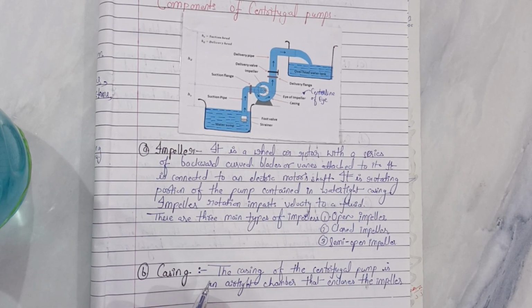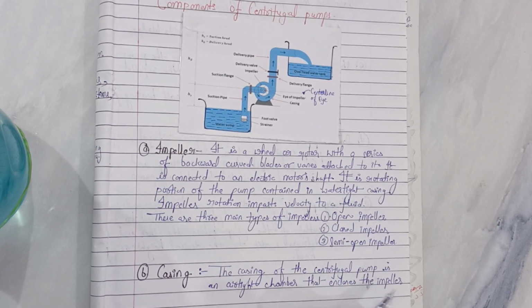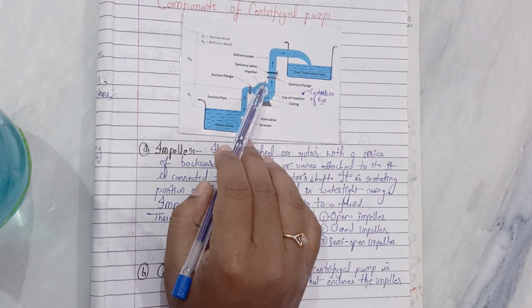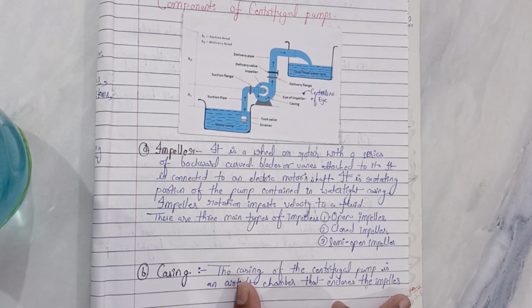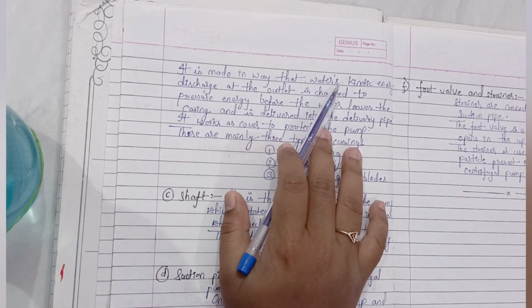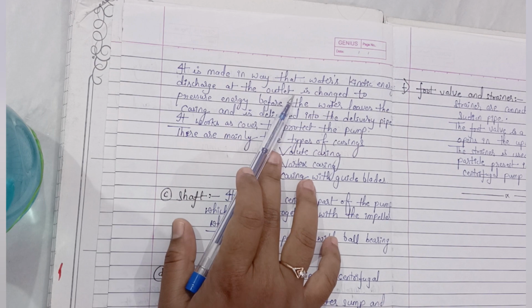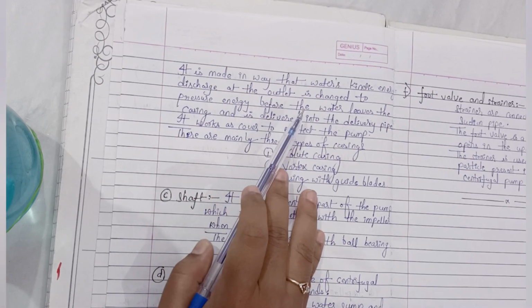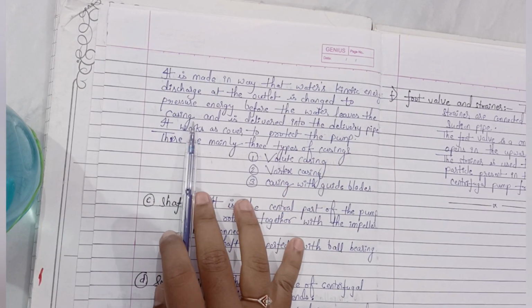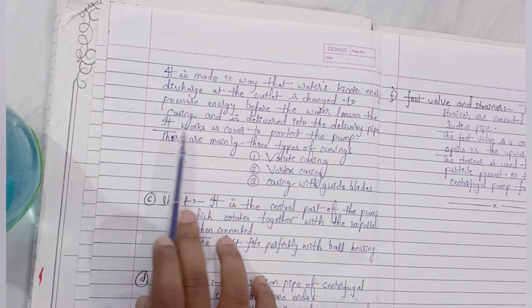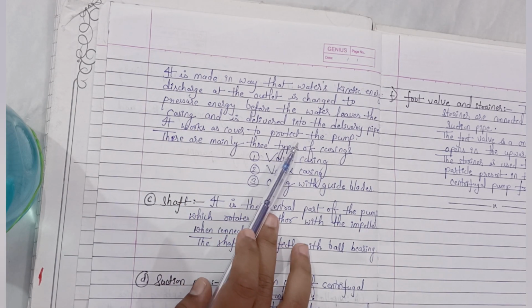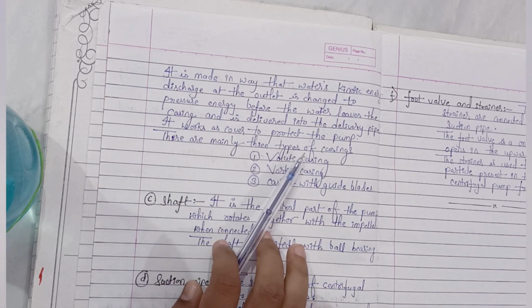Next we will see what is the casing. The casing of a centrifugal pump is an airtight chamber that encloses the impeller. This one is your casing that encloses the impeller. It is made in a way that the water's kinetic energy at the outlet is changed to pressure energy before the water leaves the casing and is delivered into the delivery pipe. Simply, it works as a cover to protect the pump.